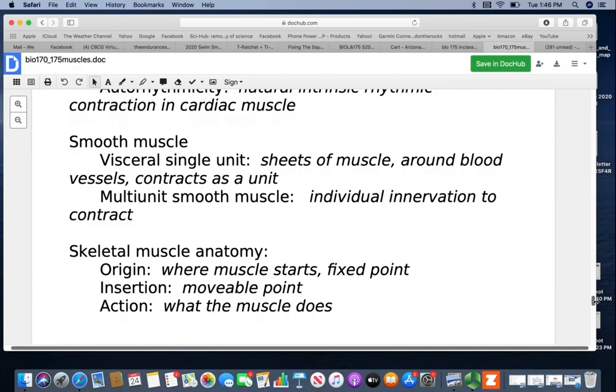If you have the entire sheet constrict, then you don't have a constriction point that's going to have ballooning and potential tearing. The multi-unit smooth muscle, this would be something like the erector pili muscle that goes to hair. You can have just certain hairs stand up. You don't have to have goosebumps all over your body.